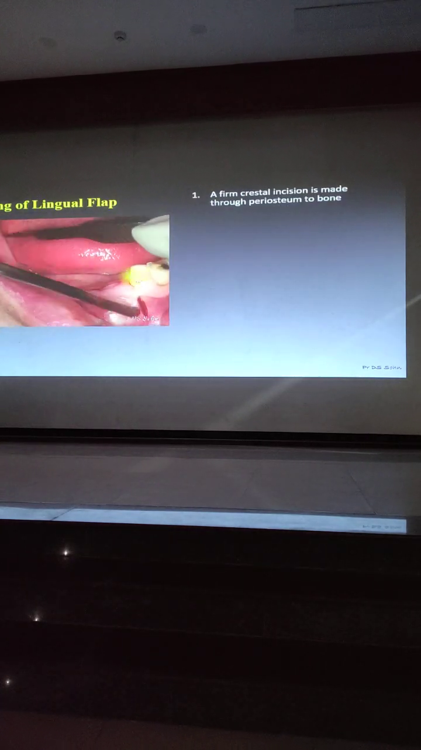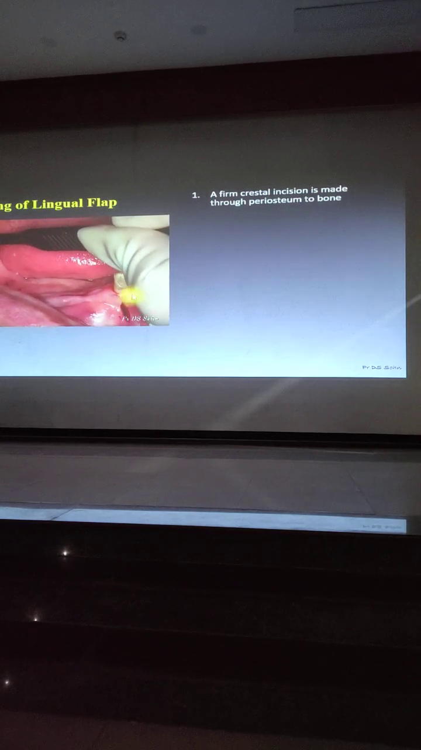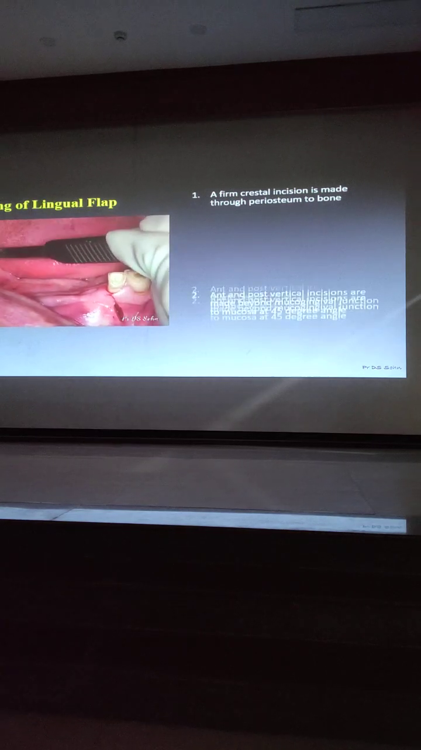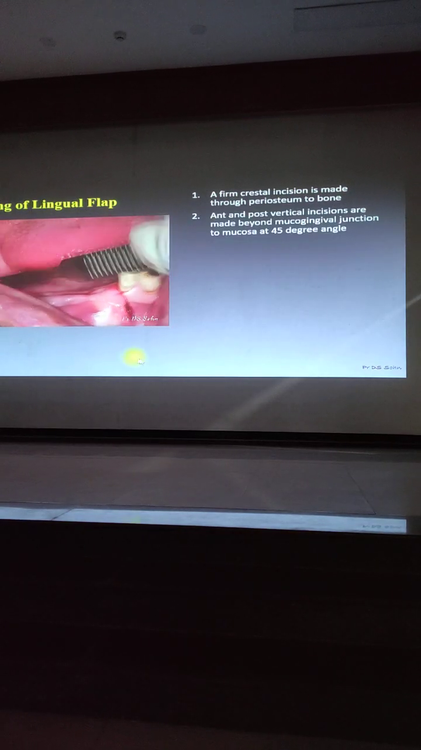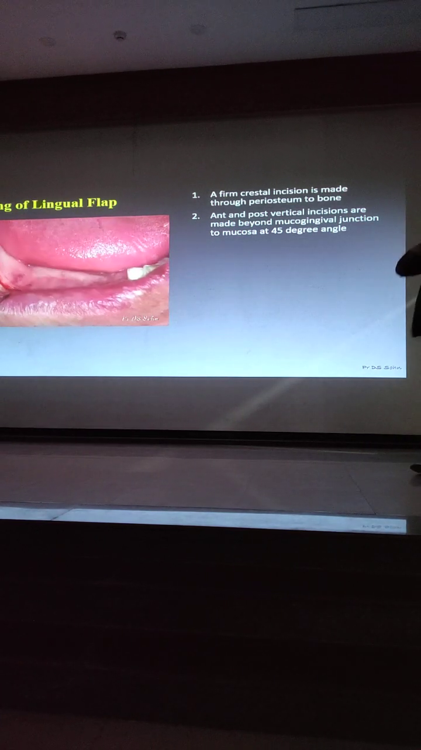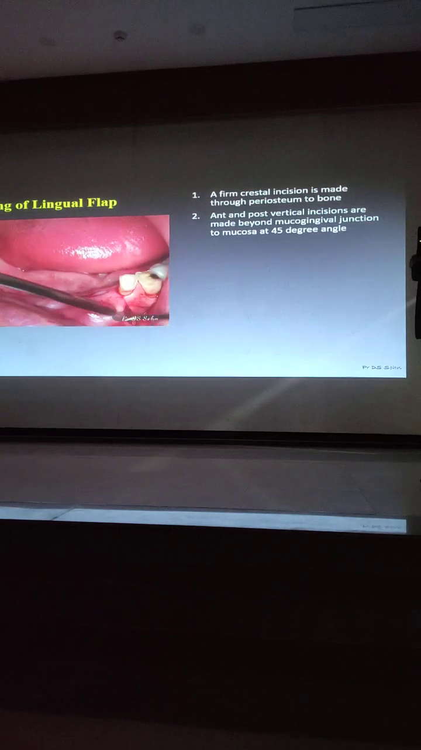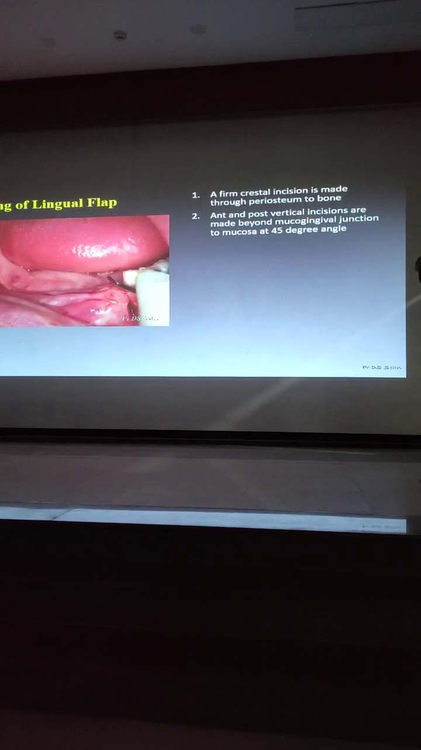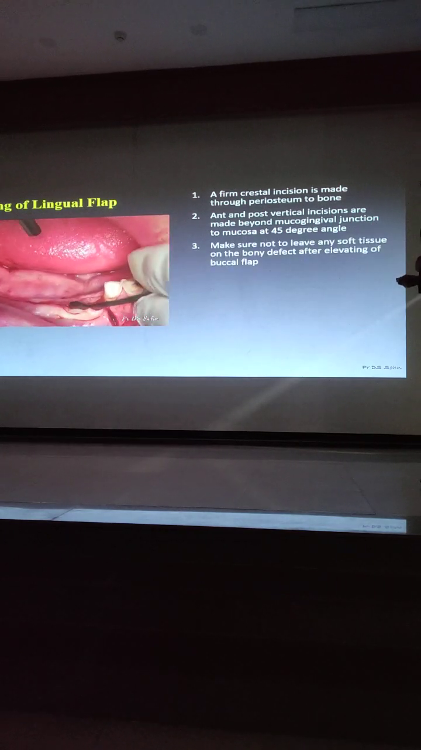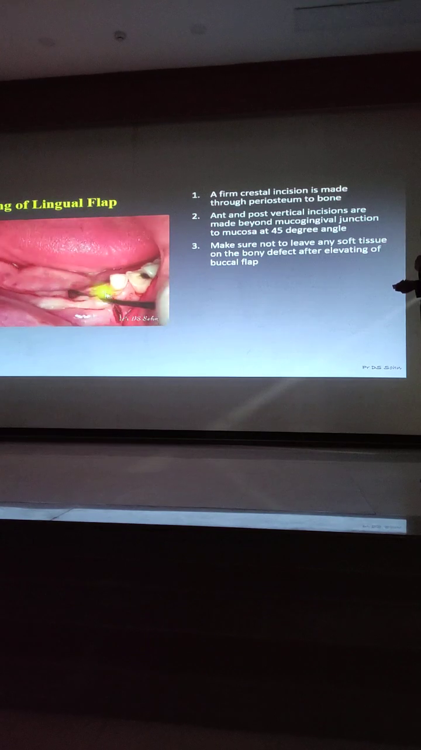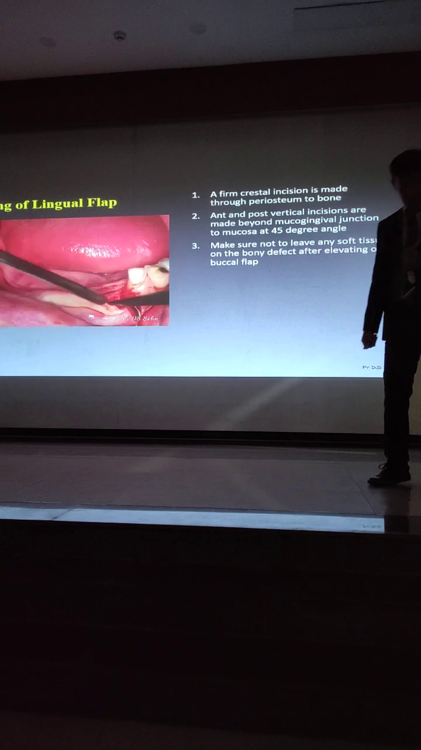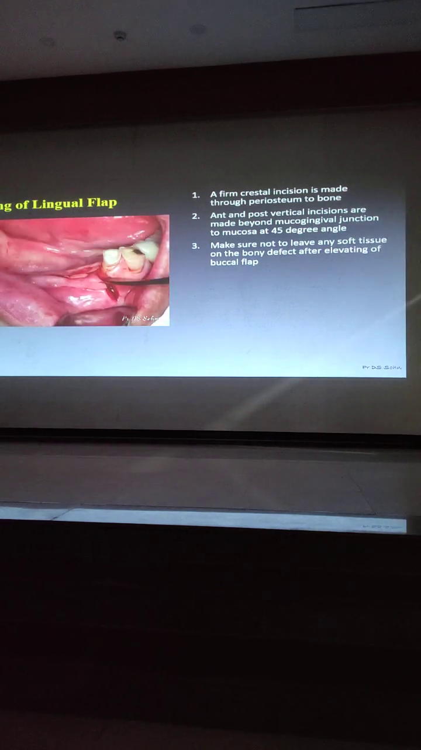After making a crestal incision from the adjacent tooth to the retromolar pad, two divergent vertical incisions are made beyond the mucogingival junction. After elevating the buccal flap, do not leave any soft tissue on the bony surface.